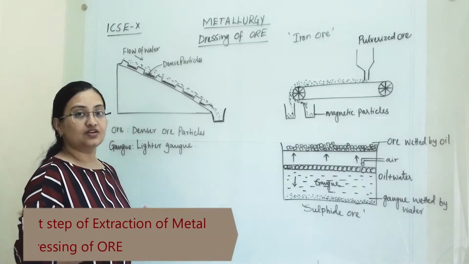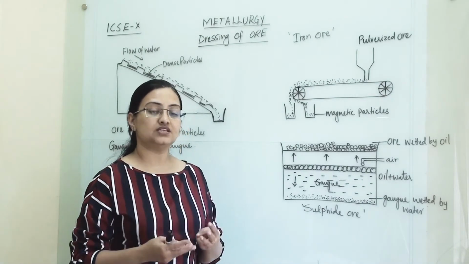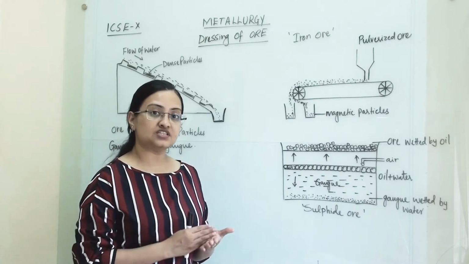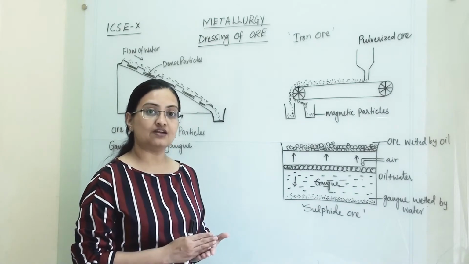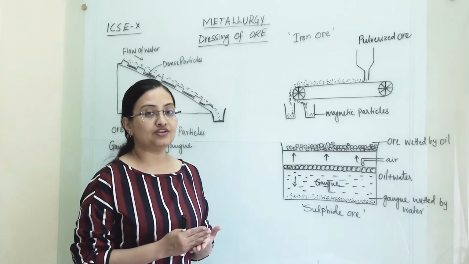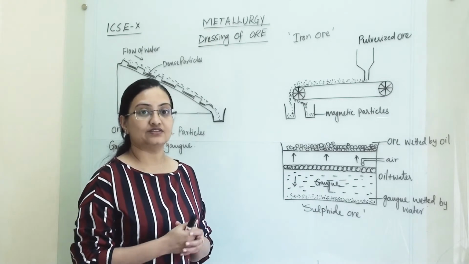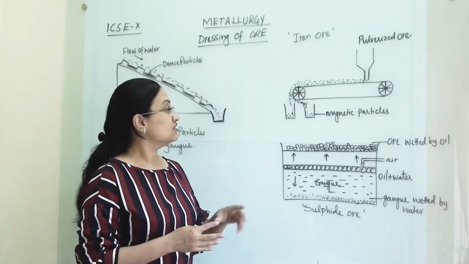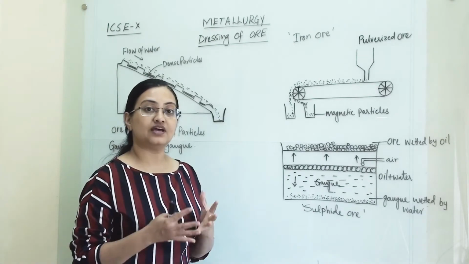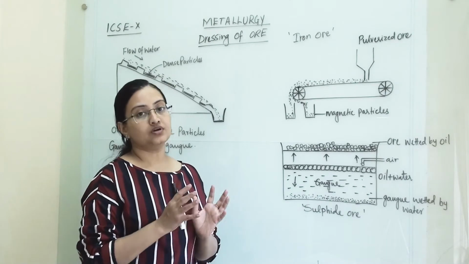So what is the meaning of dressing of ore? In the previous video we studied all three stages of extraction of ores. The first stage was dressing of ore, the second was calcination or roasting, and the third was purifying the metal to get its purest form, that is, the reduction stage. Dressing of ore means that we are getting a concentrated ore from an ore.